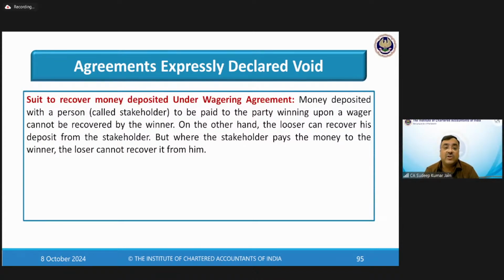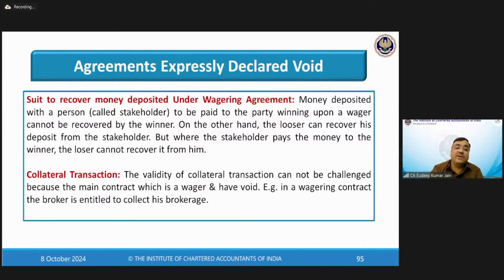So money deposited with a person called stakeholder, to be paid to the party winning upon a wager, cannot be recovered by the winner. On the other hand, the loser can recover his deposit from the stakeholder. But where the stakeholder pays the money to the winner, the loser cannot recover it from him.